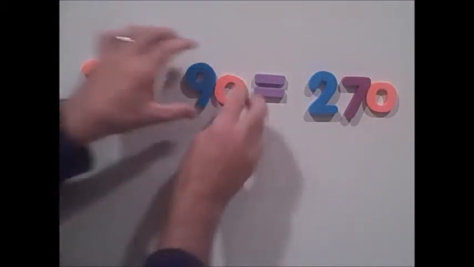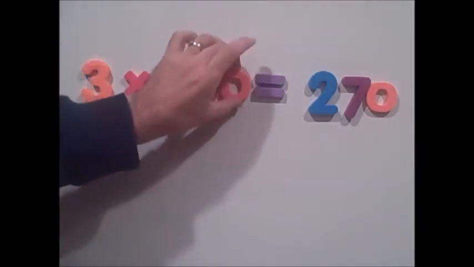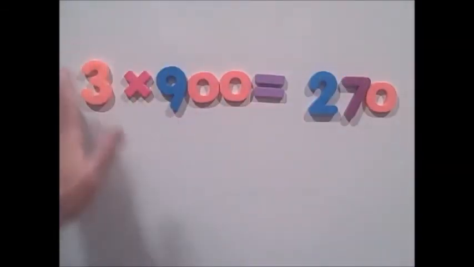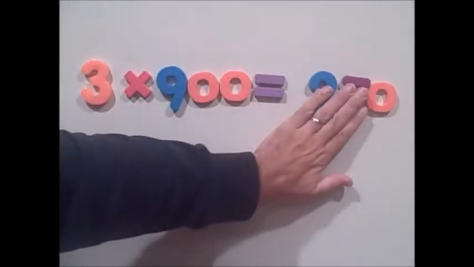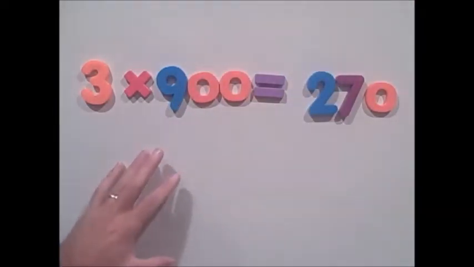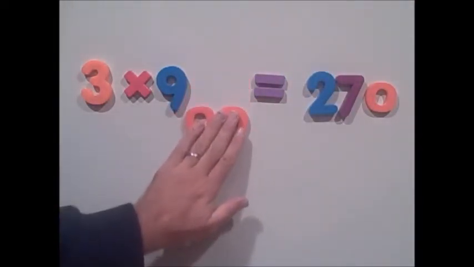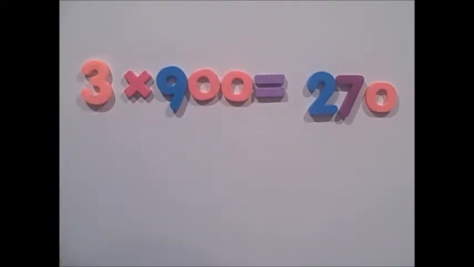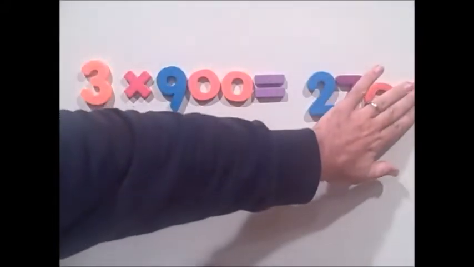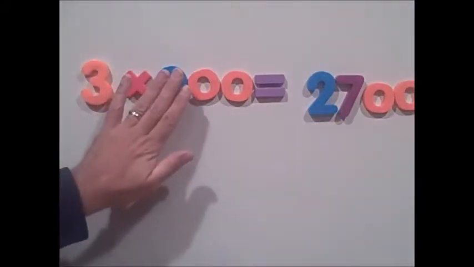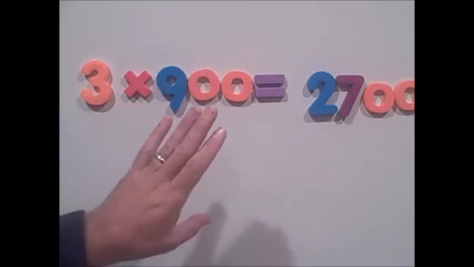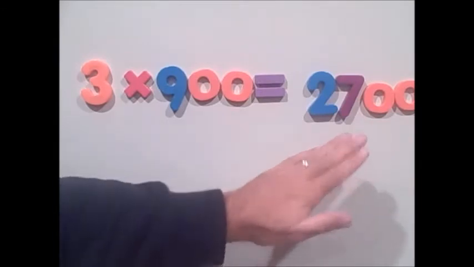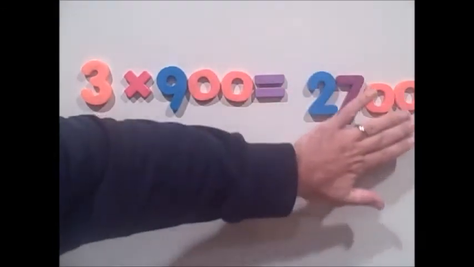If we were to expand it even more and say that we were going to multiply 3 times 900, well, we still have 3 times 9 equals 27. Our basic fact is still there. But because we have 2 zeros on the left side of the equation, we're going to need to have 2 zeros on the right side of the equation. Obviously 3 groups of 900 would be 2,700.